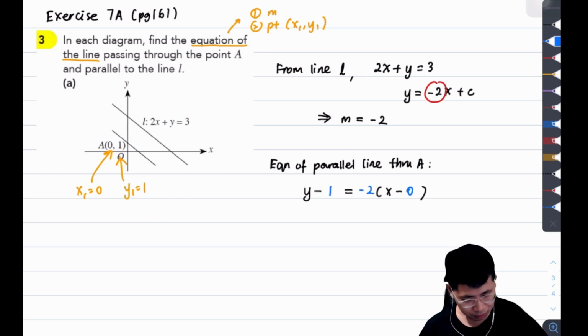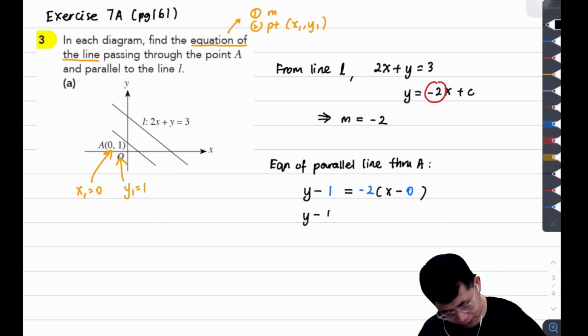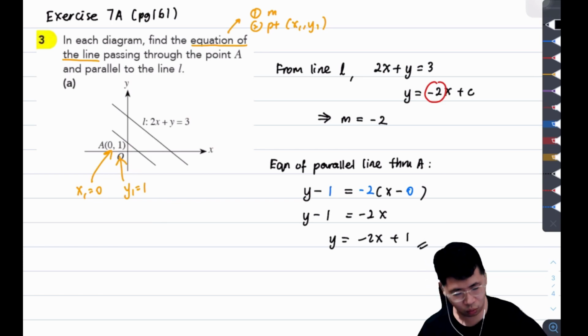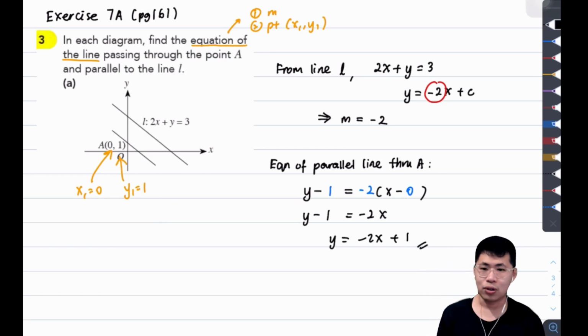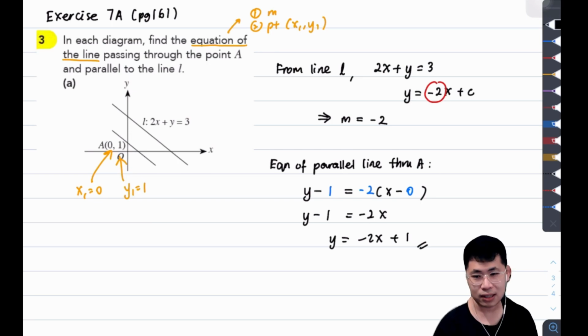Okay, so let's simplify this. So y minus 1 equals negative 2x. So y equals negative 2x plus 1. Either you do this or you can do the y equals mx plus c. You have your m, sub the 0 and 1 to find your c, also can. And you need to restate the equation, also can. Okay, so this is 7a.